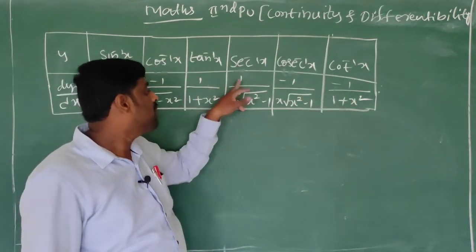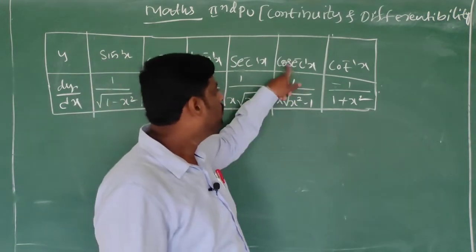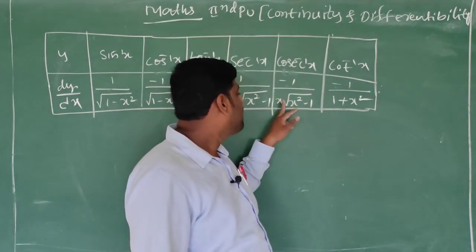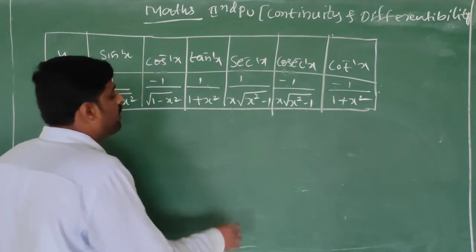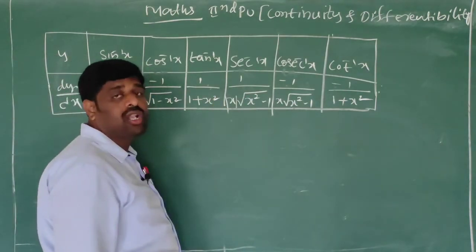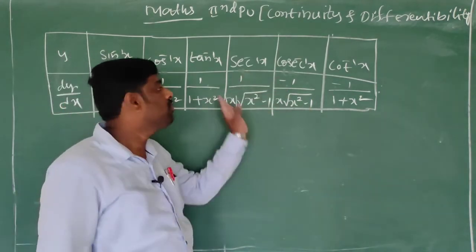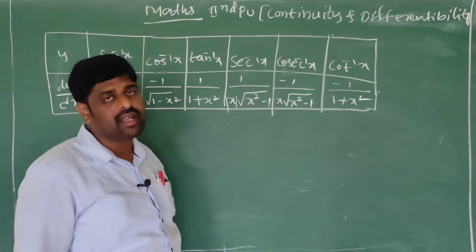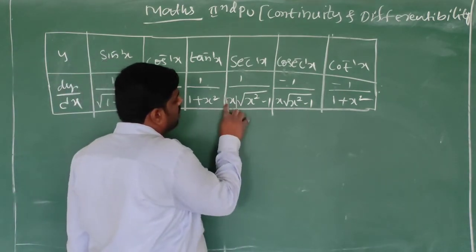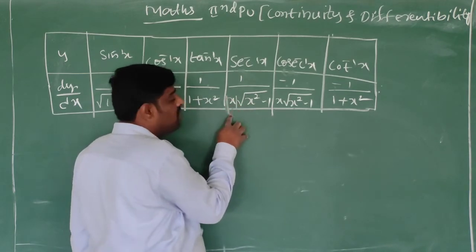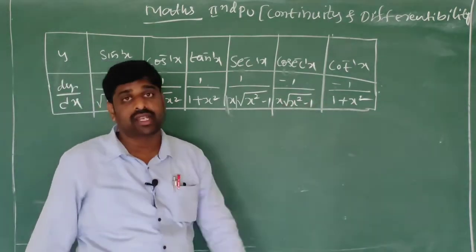Secant inverse x is 1 divided by x into square root of x square minus 1. Cosecant inverse x is minus 1 divided by x into square root of x square minus 1. Sometimes we will put modulus also. Modulus of x means x only, because the domain of secant and cosecant is such that sometimes we write modulus of x into square root of x square minus 1.